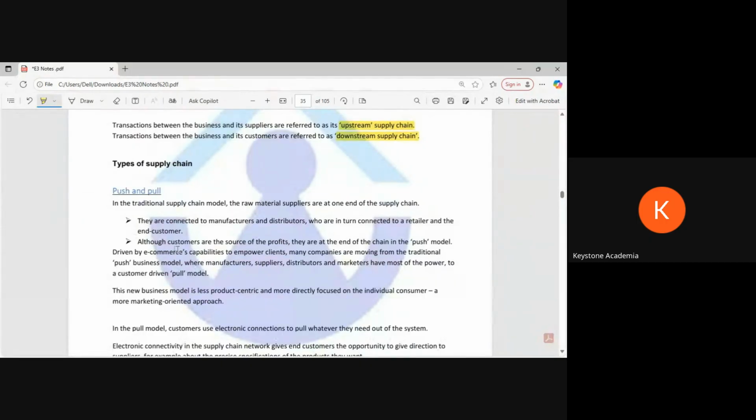So here they have mentioned, although customers are the source of profit, they are at the end of the chain in the push model, driven by e-commerce capabilities to empower clients. Many companies are moving from the traditional push business model, where manufacturers, suppliers, distributors, and marketers have most of the power, to a customer-driven pull model. So new business model means pull model is less product centric and more directly focused on individual consumer.